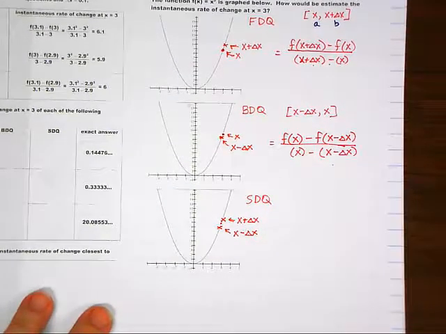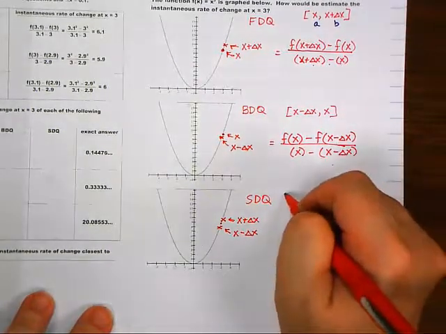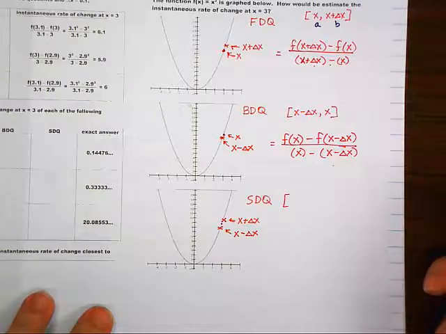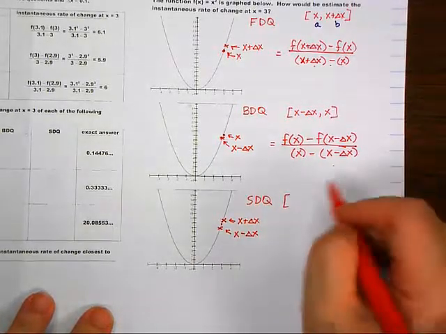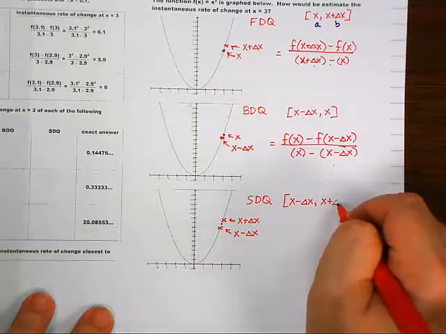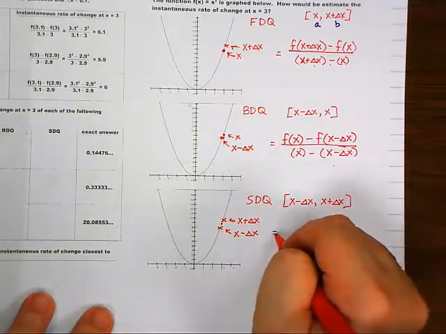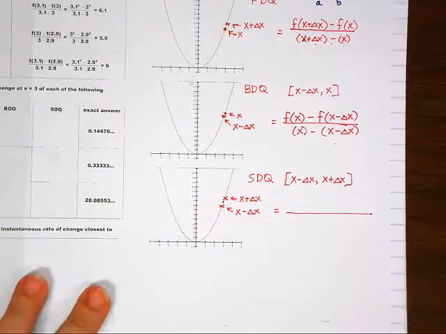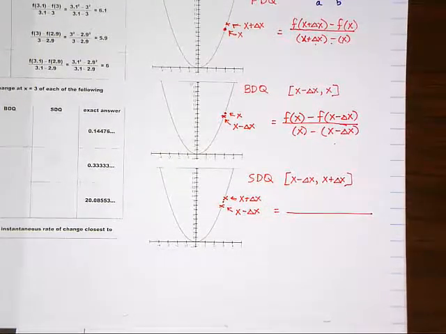The lower x would be x minus delta x. Are you with me? Write the interval. Which one do I write first? X minus delta x is first. X plus delta x is second. Equals, you write it down. See if you can write it down, and then check with your table to see if you get the same answer.